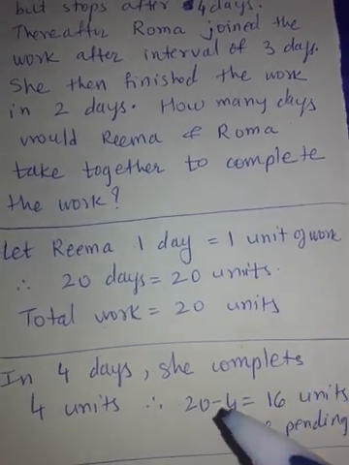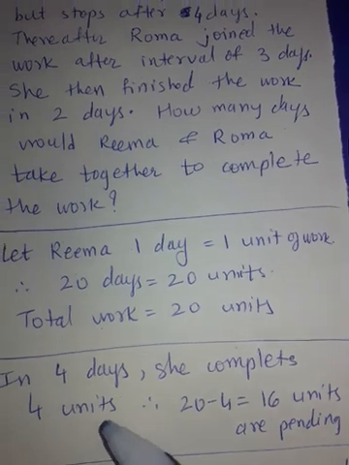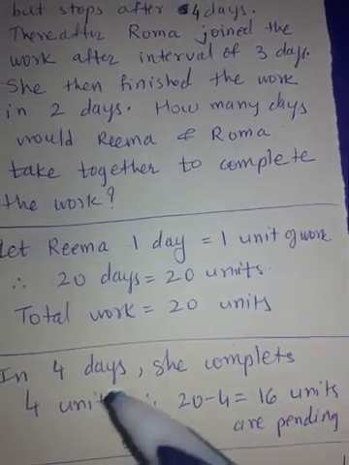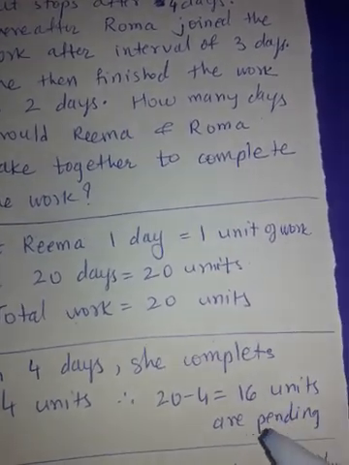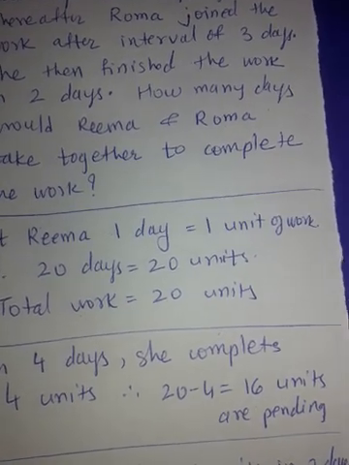Now what they said, Rima worked for 4 days and then she left the work. In 4 days she will finish 4 units, correct? In 1 day she finishes 1 unit. So in 4 days she will finish 4 units. So out of 20 she finished 4 units. So now 16 units of work is pending.